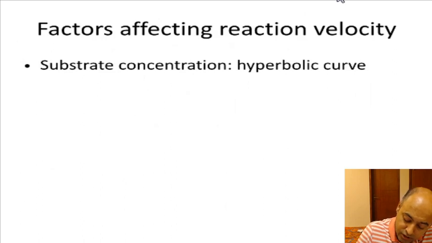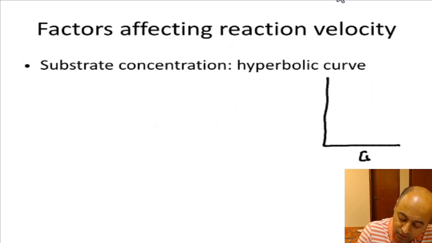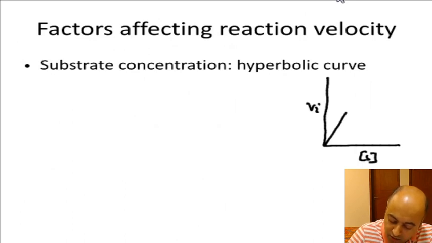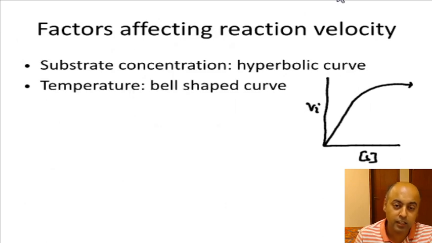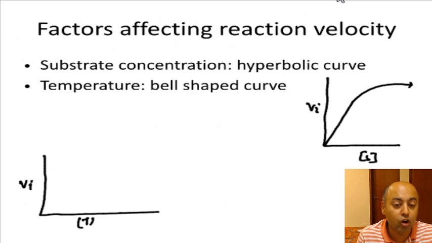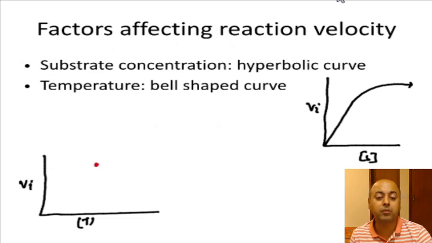First is substrate concentration. We already seen the type of graph that we see here. On the x-axis we have substrate, on the y-axis velocity, straight line curve, and the plateau phase. This is the hyperbolic curve that we see for change in substrate concentration. And then we have the temperature. For temperature, what you have to understand that there is an optimum temperature. If you're talking about temperature, there is an optimum temperature at which you are likely to get the Vmax. Optimum temperature where you get the Vmax.